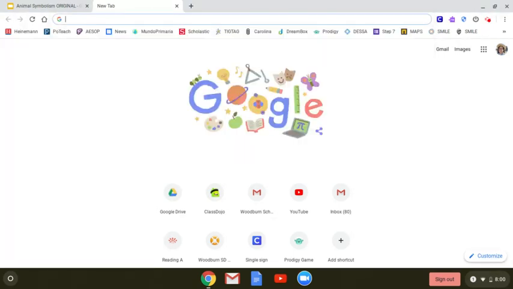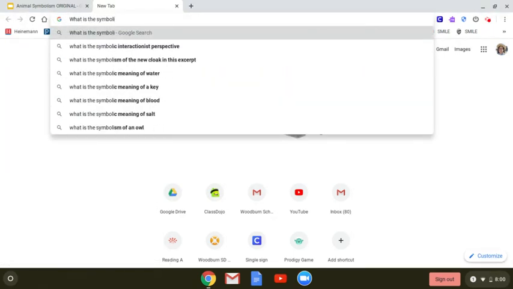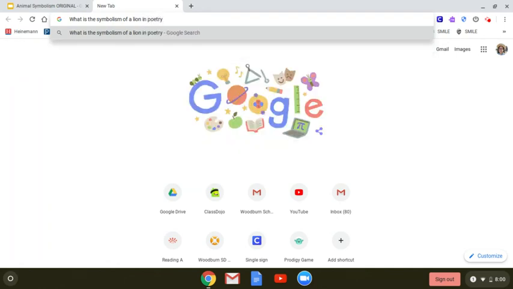So let me repeat that. If you read a poem and you encounter another animal that is not one that is on the list here, please go to Google and search what is the symbolism of, and then enter the name. So, what is the symbolism of, let me see, a lion? And you can always add in poetry. So, what is the symbolism of a lion in poetry? Or what is the symbolism of a hummingbird in poetry? So, please always go ahead and search in case there's an animal that you do not see in this presentation. Okay, so let's continue.